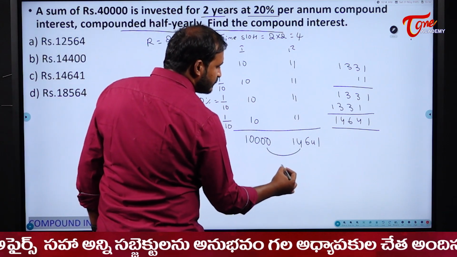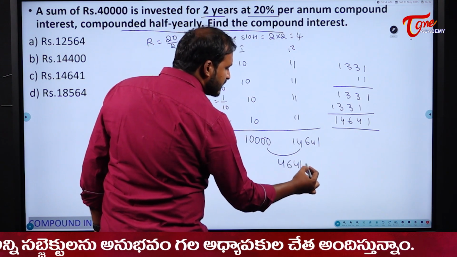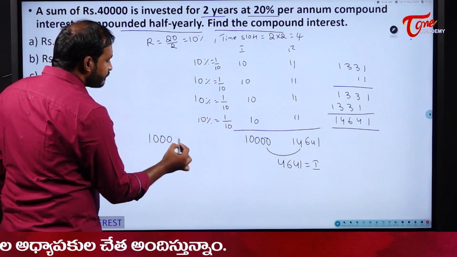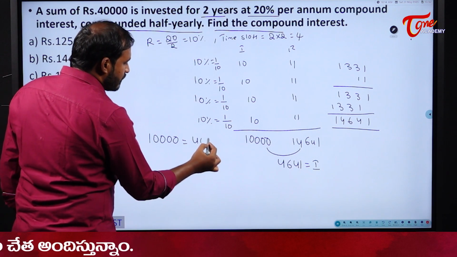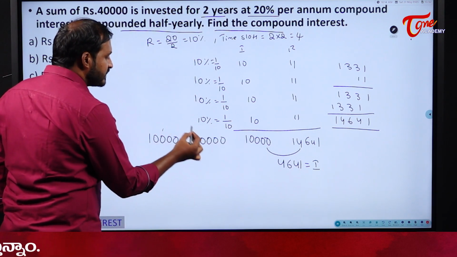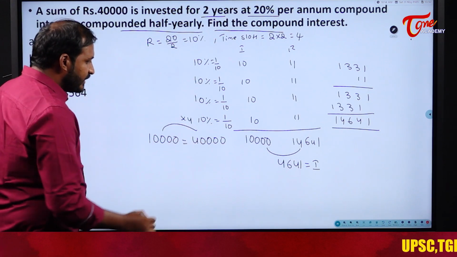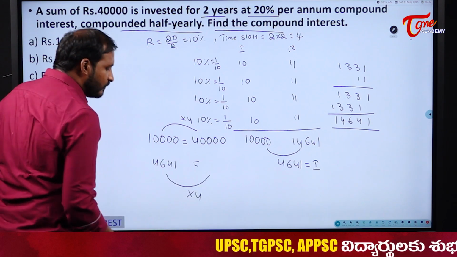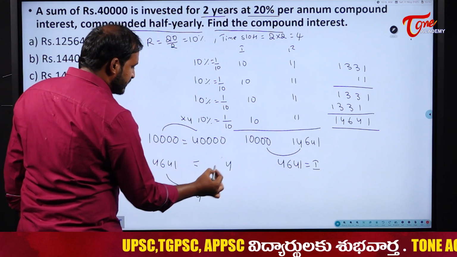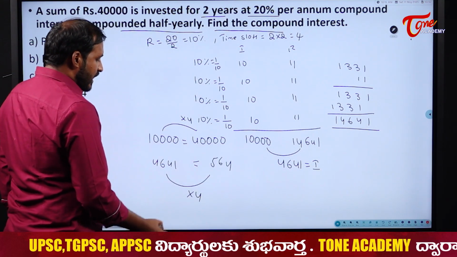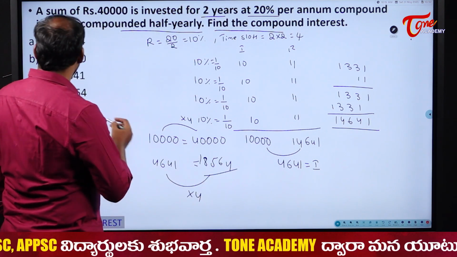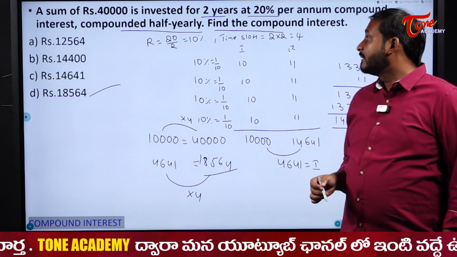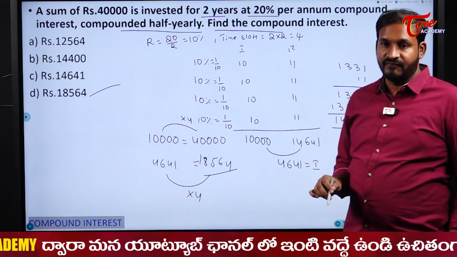So what is the difference between these two? 4,641 parts is the interest earned here. And given that 10,000 parts is equal to what? 40,000. That means into 4. And we need to find 4641 parts. That means what you will do here also, you will multiply it with 4. 4 1s are 4, 4 4s are 16, you will be left with 1, 5 and 18564. 18564 is the interest earned in 2 years compounded half yearly.